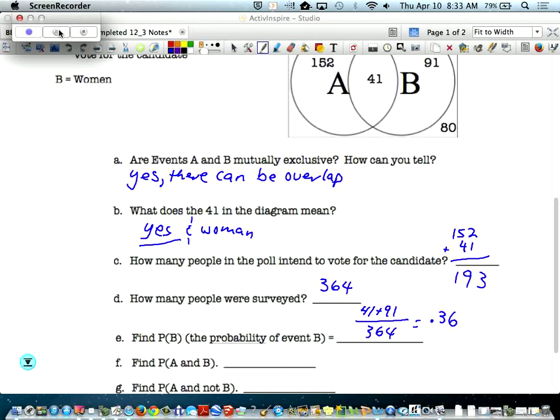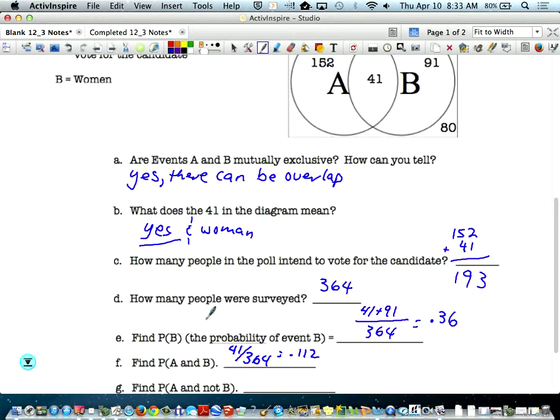Find the probability of A and B. So what's the probability that the person in the survey said yes and they were a woman? That's the overlapped part. Yes, so 41 divided by 364. What's the decimal? 0.112. So about 11% chance.